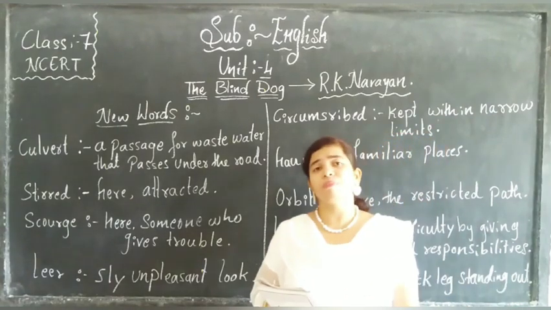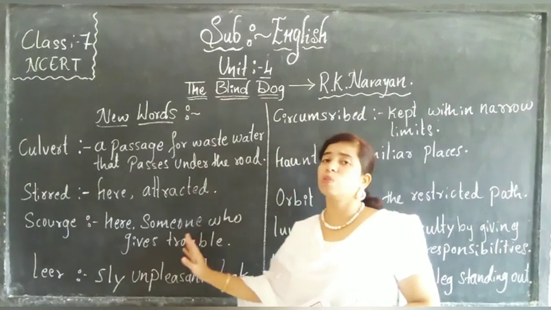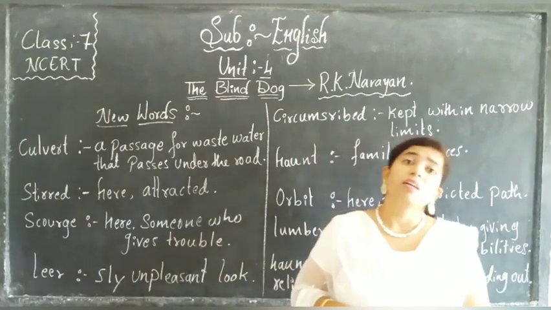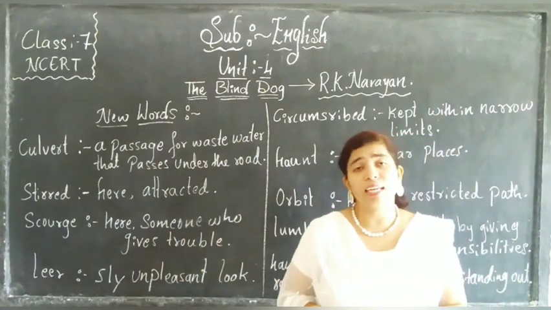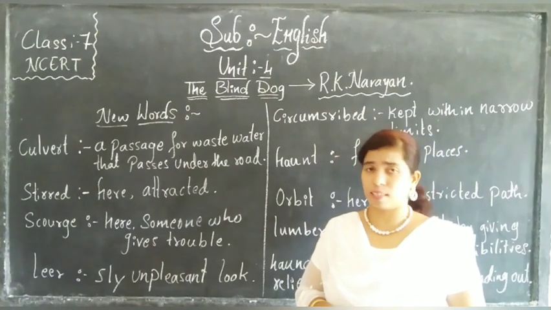One of them will say, "Here comes your Scrooge." Scrooge, someone who gives trouble. The person will say that here comes your Scrooge. Scrooge in the sense of the urchin here. Okay.